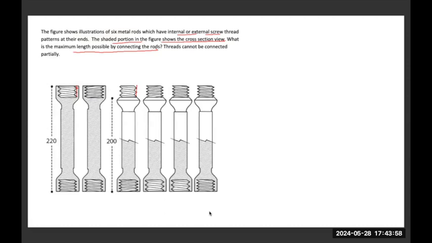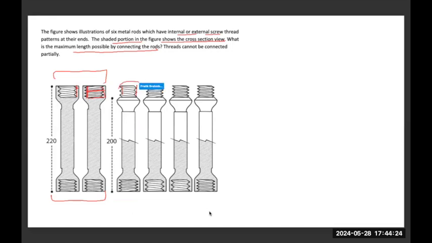When you connect the thread, this external thread cannot come only up to here; it has to go through and through. Basically, that's what it means. You have to find a maximum length that is possible. Now, if you look at these two threads, which are of course bigger in size, they both have internal screw heads, which means connection is not possible without the external thread part.